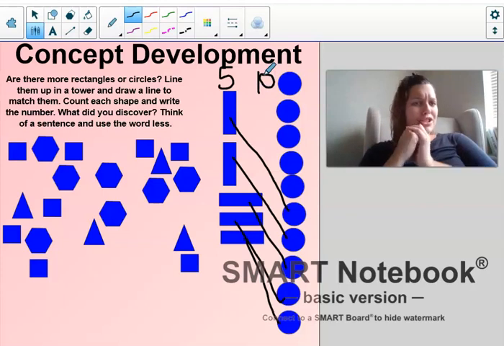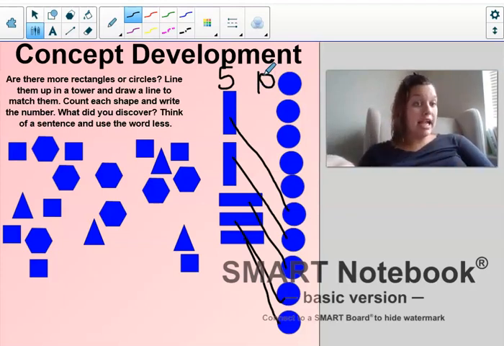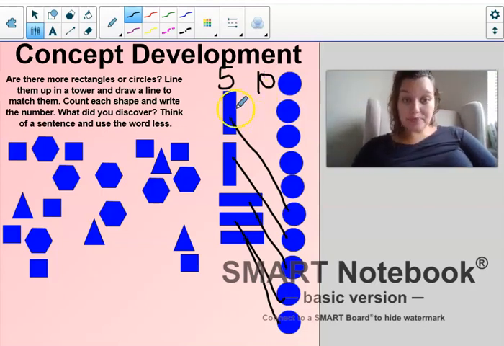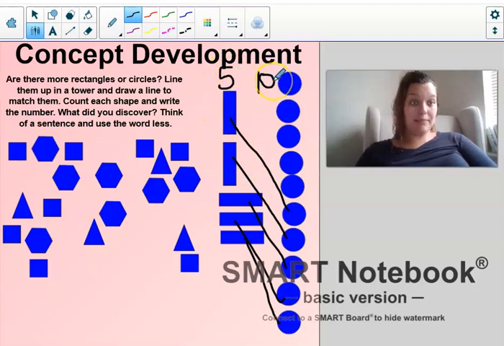So what statement did you get? Did you get 5 is less than 10? Or did you say 10 is less than 5? If you said 5 is less than 10, you are correct. Look, I have more circles and I have less rectangles. So you always start with the lower number. So 5 is less than 10.